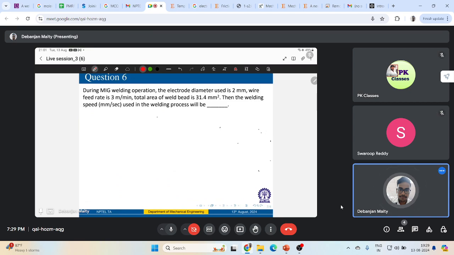Next, again, this is again a simple problem. So we say electrode diameter used is 2 mm. So D electrode is 2 mm. Wire feed rate is 3 meter per minute. Now I say weld bead total area is 31.4 mm square. So what is the welding speed used in the welding process?